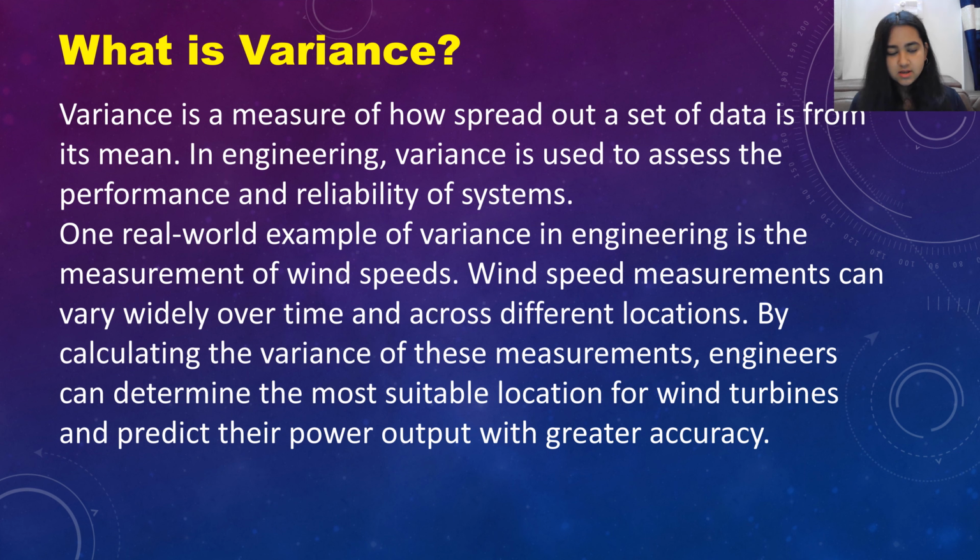What is variance? Variance is a measure of how spread out a set of data is from its mean. In engineering, variance is used to assess the performance and reliability of systems. One real-world example of variance in engineering is the measurement of wind speeds. Wind speed measurements can vary widely over time and across different locations. By calculating the variance of these measurements, engineers can determine the most suitable location for wind turbines and predict their power output with greater accuracy.